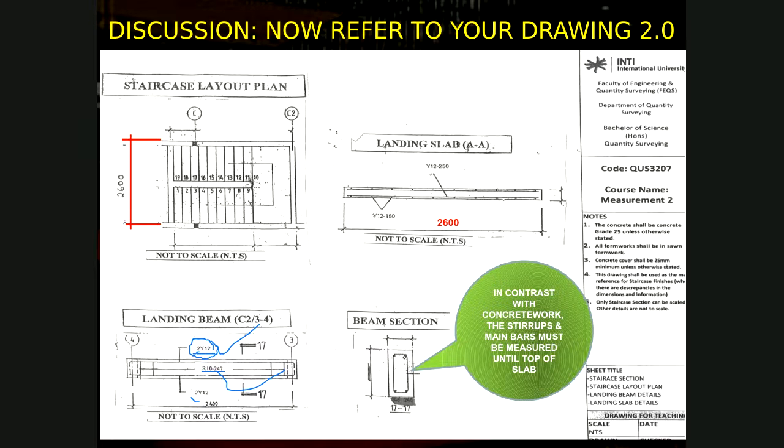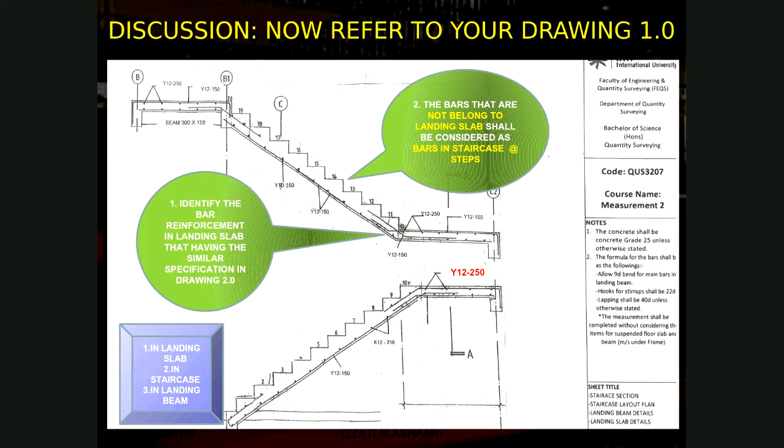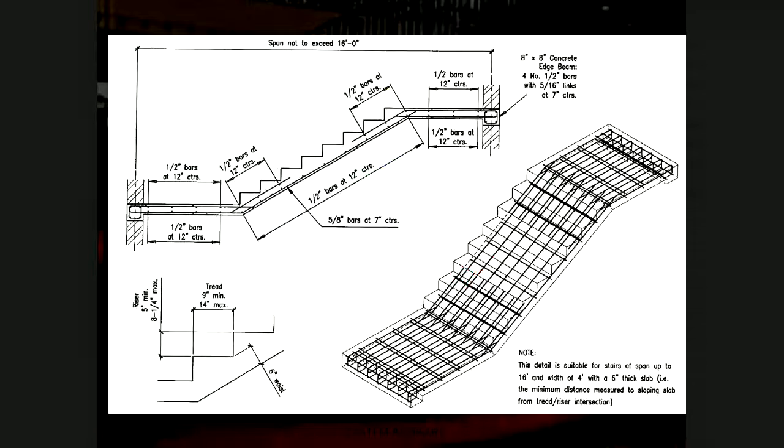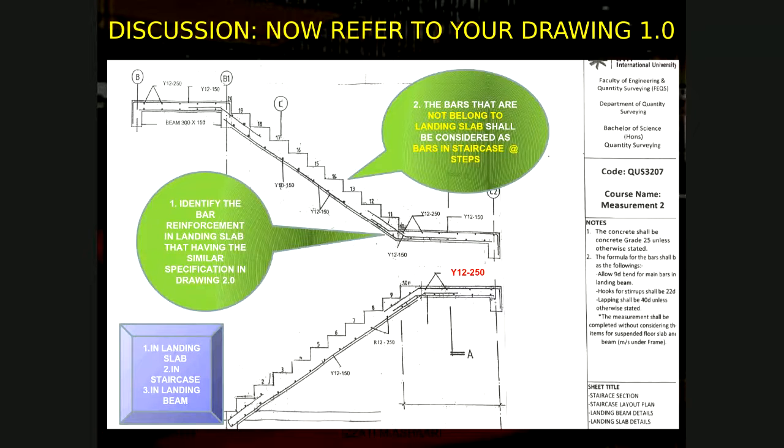And then the last one, inside the staircase. Okay, let's look at the answer for the identification of the bar inside the staircase. If you look at this one, it is not measured yet. The blue color that I highlight, this one is not measured yet. So the blue color here should belong to landing slab or staircase. Class, that should belong to staircase. Okay, so what I highlight here is actually Y12 150. So this is the first item that you have to measure under staircase.